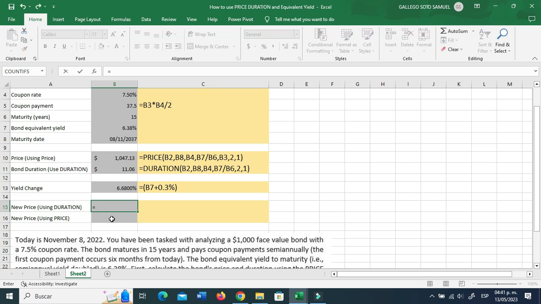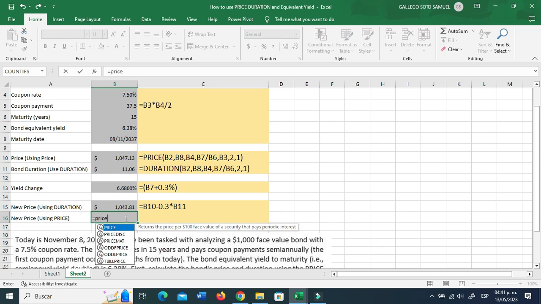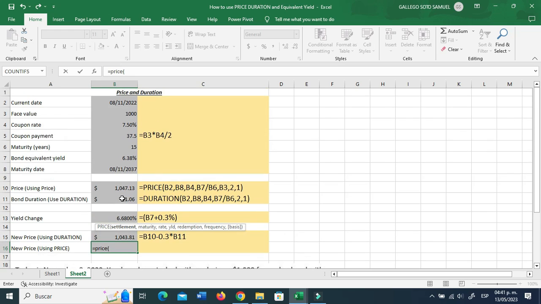Okay, so for the duration, what we have to do is to use the old price, and since we're increasing the value by 0.3%, multiply 0.3 times the bond duration, and we get this value. So now for the price, we do exactly the same. The only thing is we're going to be using this as a yield. Okay, so let's just go ahead and do it real quick.